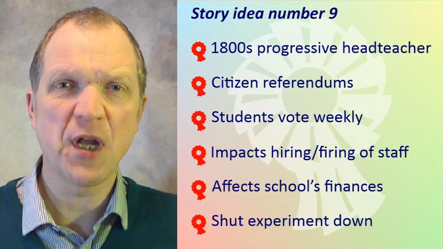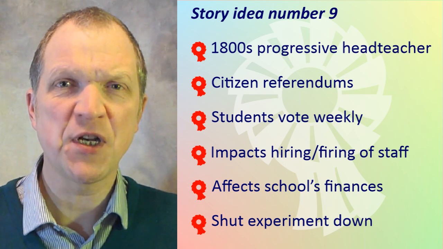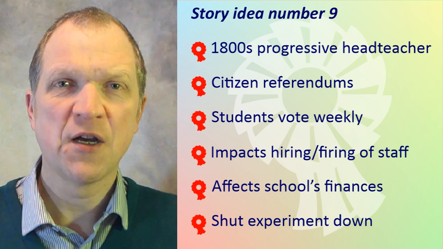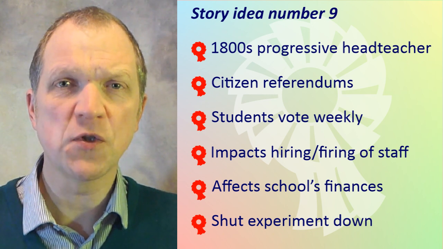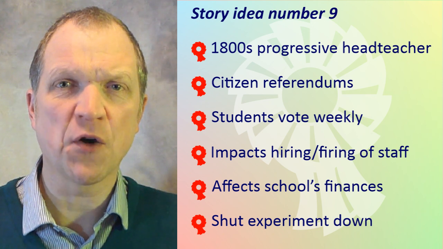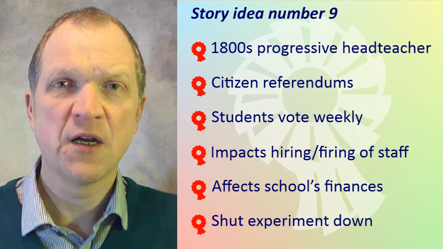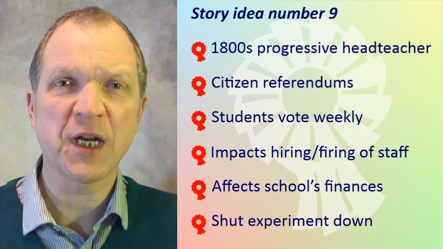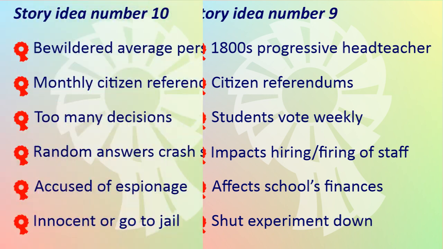Story idea number 9. A progressive head teacher in the 1800s is impressed by the idea of citizen referendums and direct democracy. The head teacher decides to try it out with a school's students voting each week on every aspect of the school's operation. However, when the results of the votes start impacting on the hiring and firing of staff and affecting the school's finances, the head teacher tries to shut this voting experiment down. Are they successful, or is the school doomed?